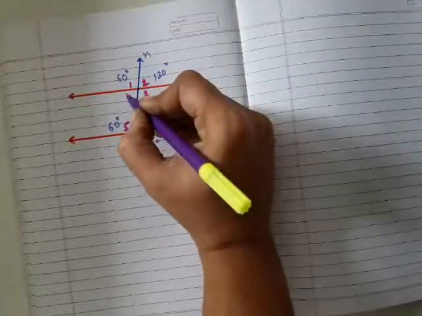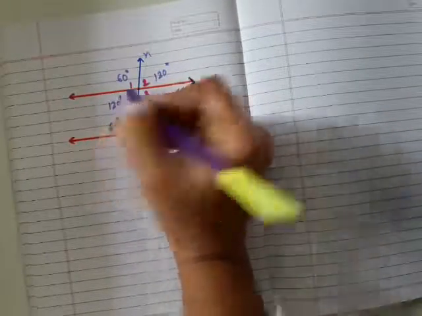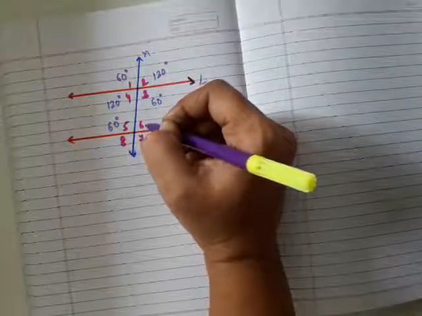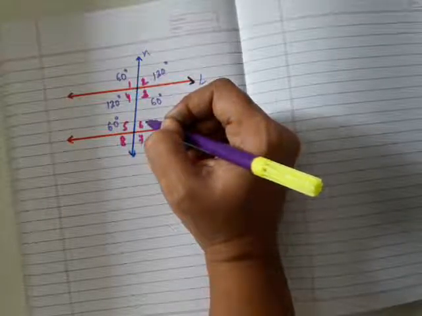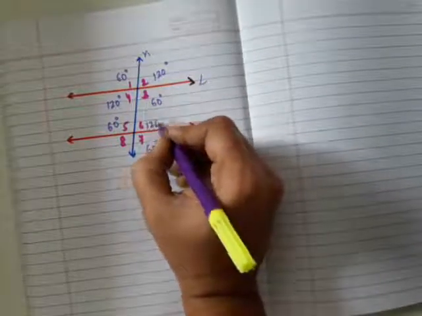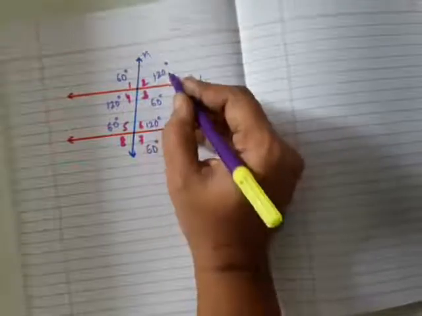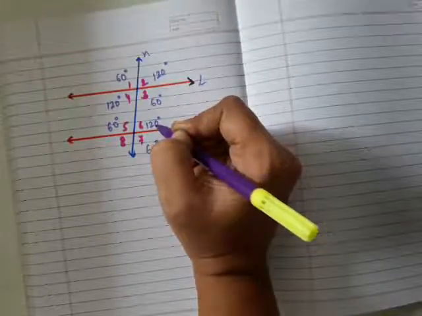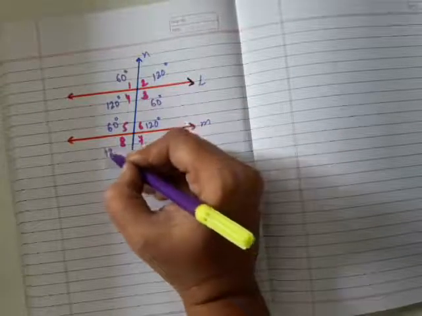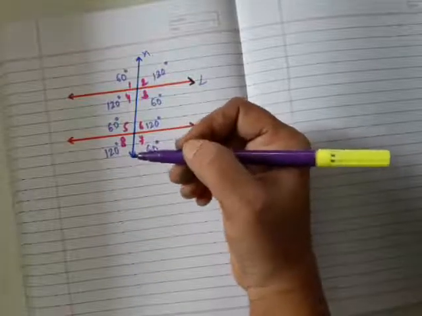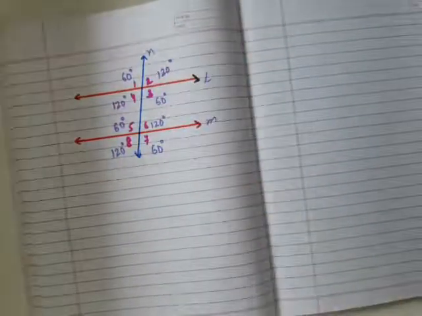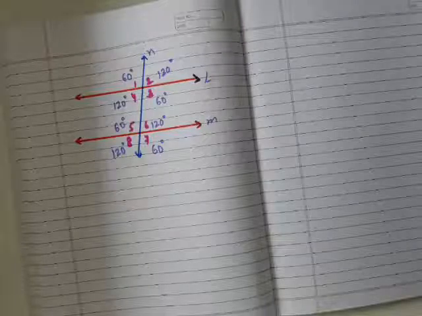Now 2 and 4 are vertically opposite angles, so the measurement of angle 4 is 120 degrees. 4 and 6 are which type of angles? They are alternate interior angles. Alternate interior angles are equal, so this will also be 120, or you can go with 2 and 6, which are corresponding angles. Any criteria you can apply. In the same way, 4 and 8 are corresponding angles, so angle 8 will also be 120 degrees. So as you have seen in this example, if you know the measurement of one angle, you will be able to find out the measurement of the rest of the 7 angles.